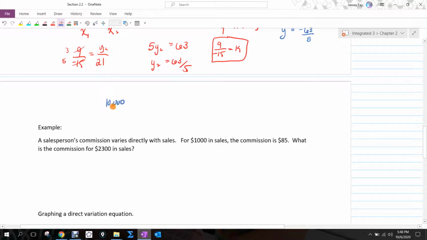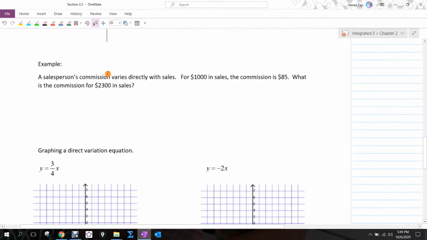Let's say this was the profit of a car. So I might get 3% of that. So 3% of 10,000, we'd multiply that out, and that would be what I take home. A lot of realtors will make like 3 to 5% on the final sale of a home. So a salesperson's commission varies directly with sales.